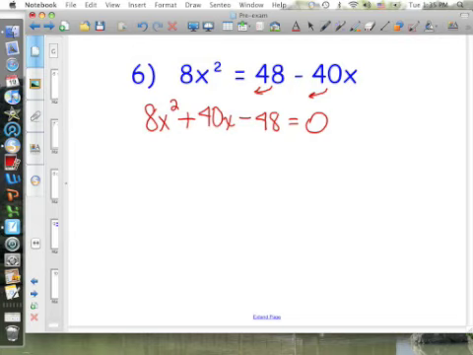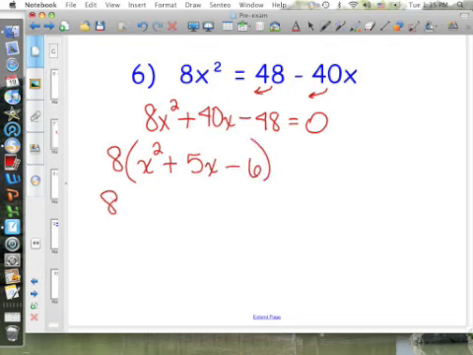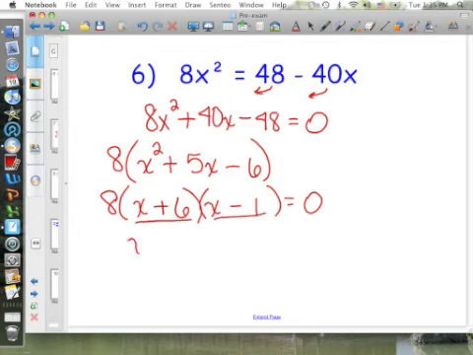If you look, each one of these terms is divisible by 8. If you factor out an 8, you're left with x squared plus 5x minus 6. And the trinomial can be factored further to x plus 6 times x minus 1. And that is all equal to 0, which means that x is either negative 6 or positive 1.